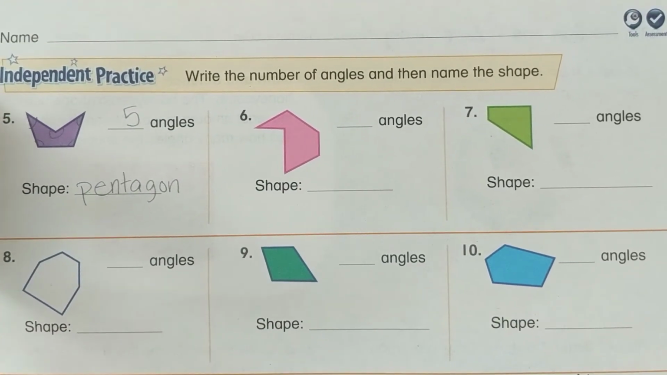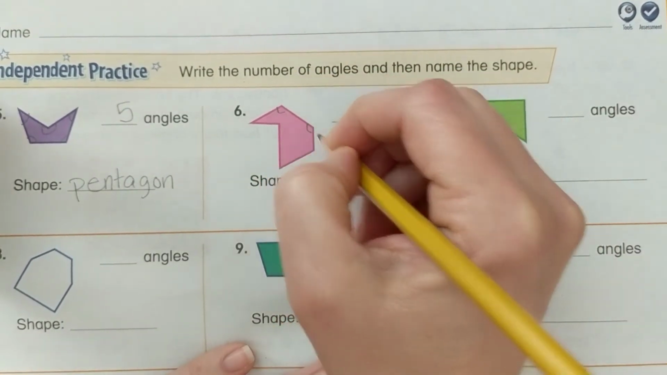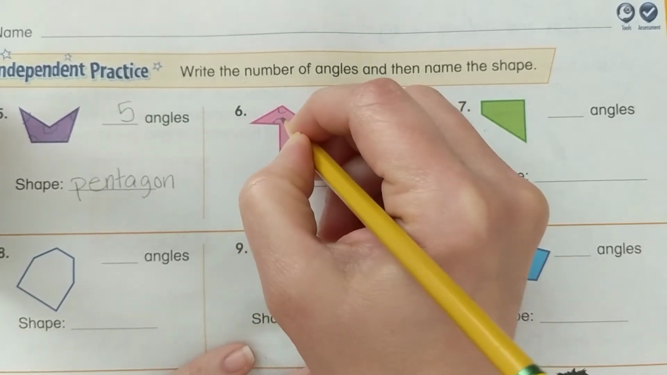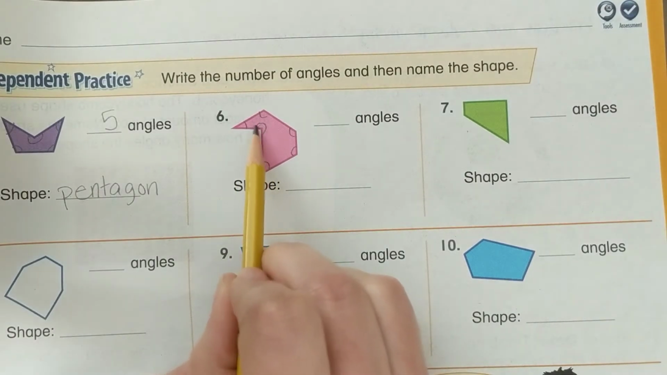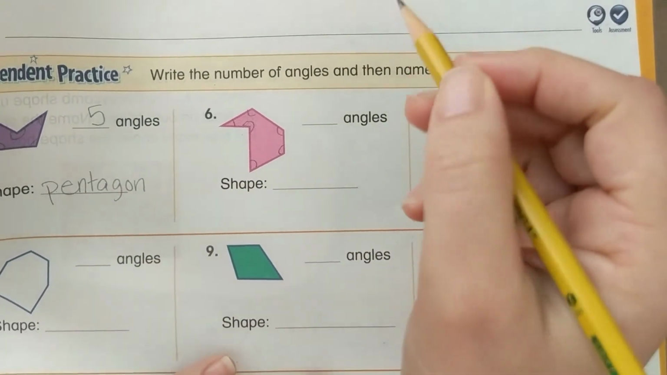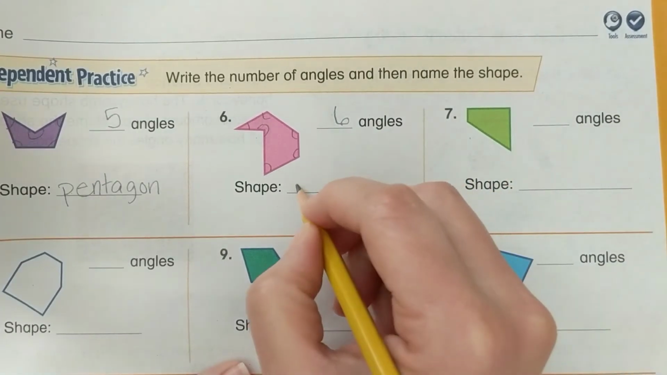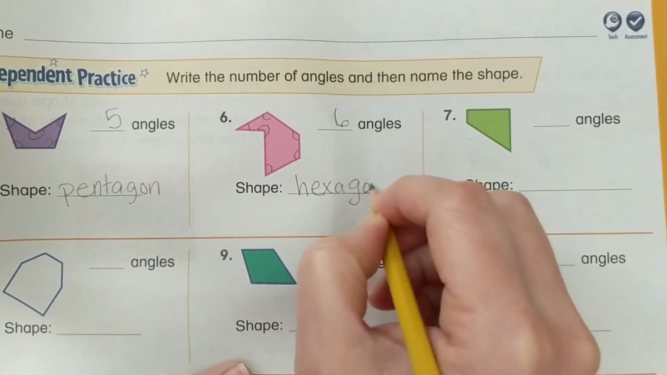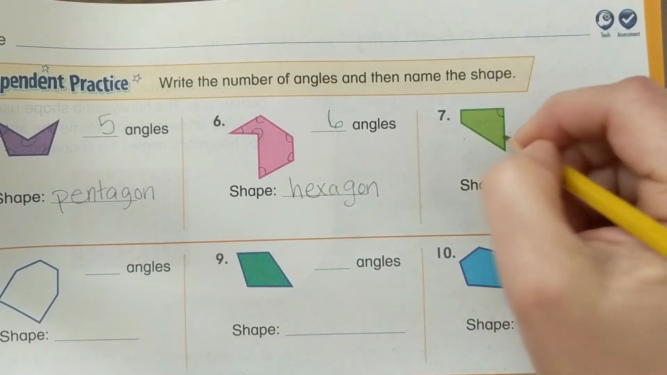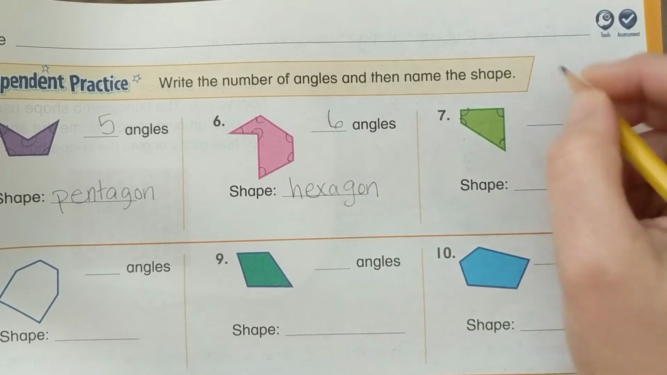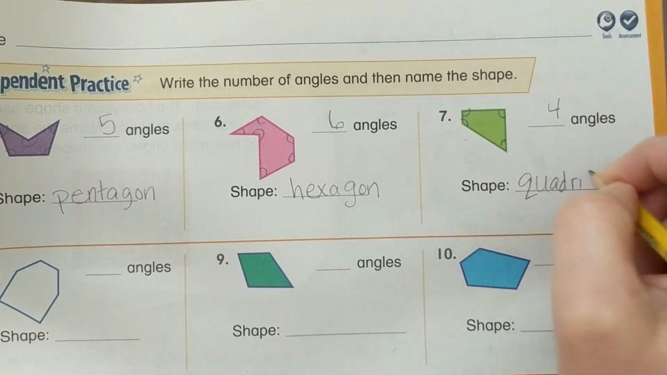Okay, number 6. How many angles? Let's see. 1, 2, 3, 4, 5, 6. Okay, it's a large angle here. That corner wherever 2 lines meet, that is an angle. Okay, so it had 6. And what's the name of the shape? Hexagon. Okay, number 7, how many angles? 1, 2, 3, 4. What's the name of the shape? Quadrilateral.